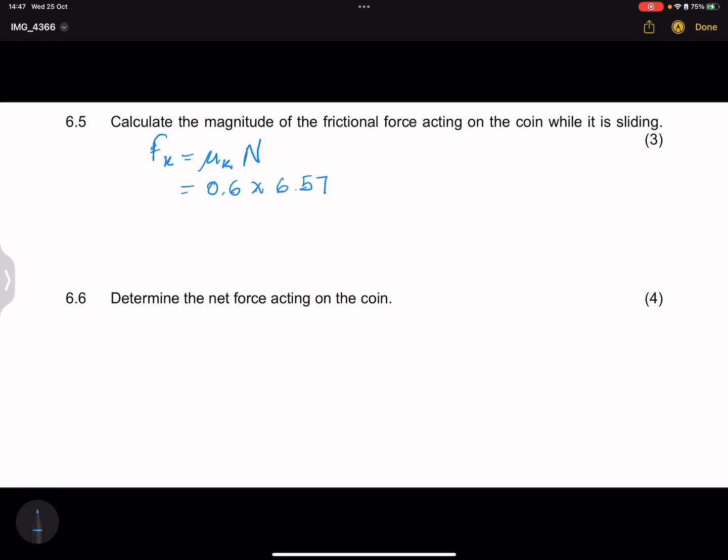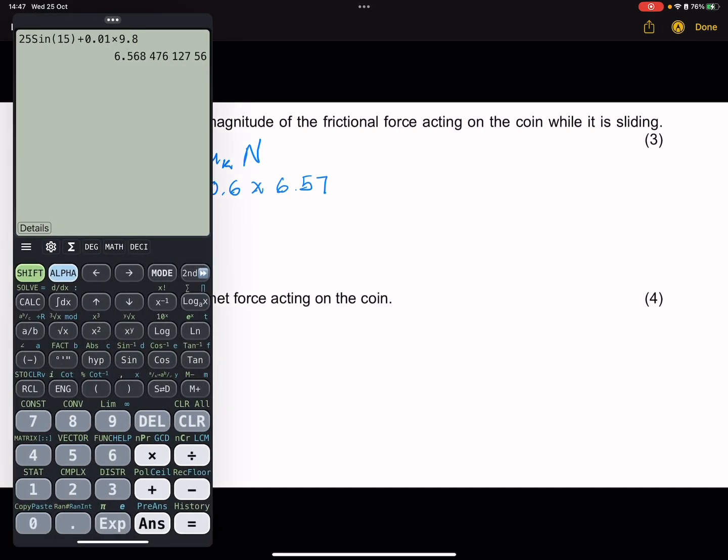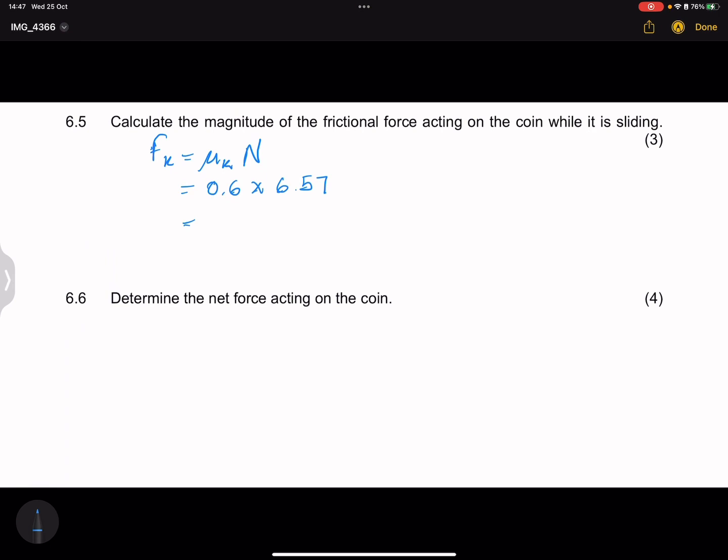6.57. Right, you remember we got that value to be 6.57, which is the normal force, right? So I'm just going to multiply that value by 0.6 and I get 3.94, okay? So that would be 3.94 newtons. So that's the value of our frictional force. Right, now they say to us, determine the net force acting on the coin, right?